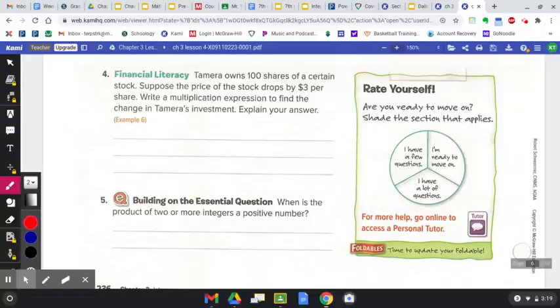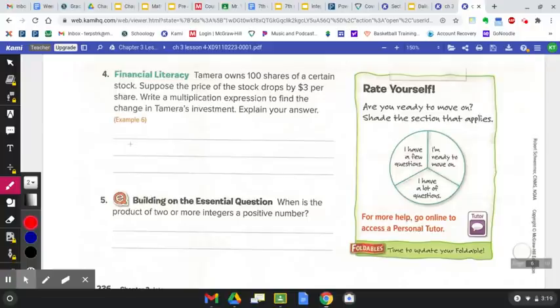So, take a minute and see if you can come up with an expression using multiplication to describe this, and then what will happen to her investment after this drop in $3 per share. So pause the video here and see if you can answer that question. All right, so let's see how you did here.